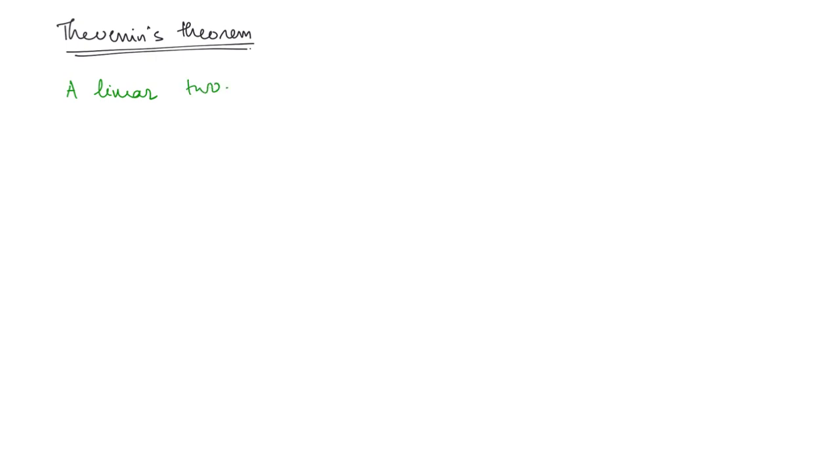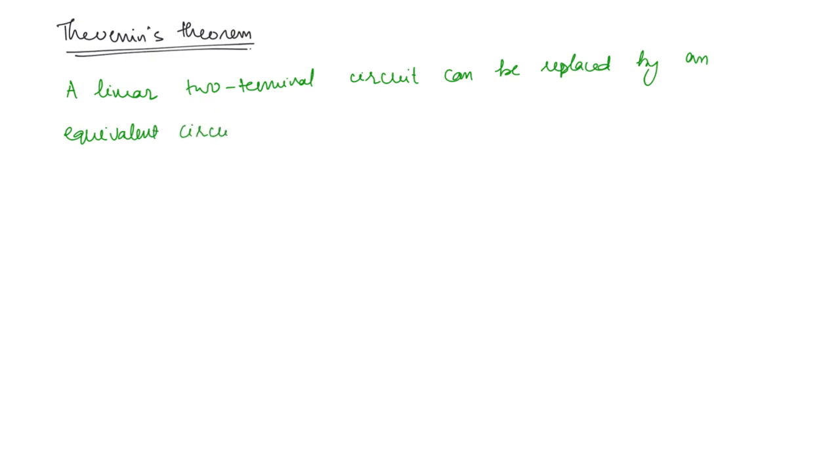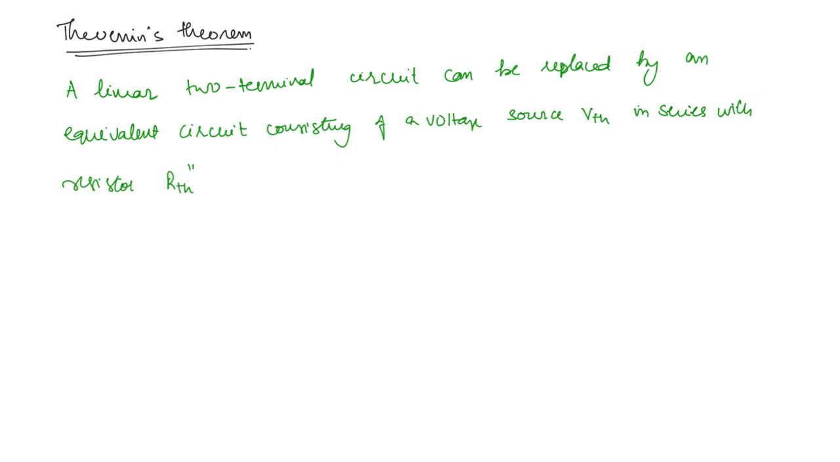A linear two-terminal circuit can be replaced by an equivalent circuit consisting of a voltage source VTH in series with a resistor RTH. Okay, so TH is nothing but a short form for Thevenin.